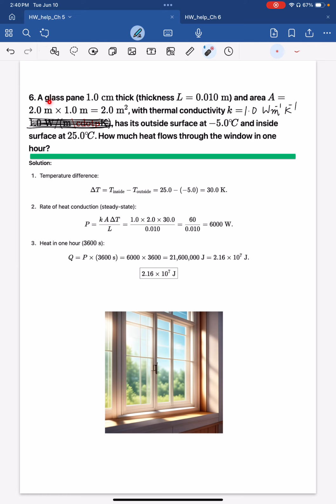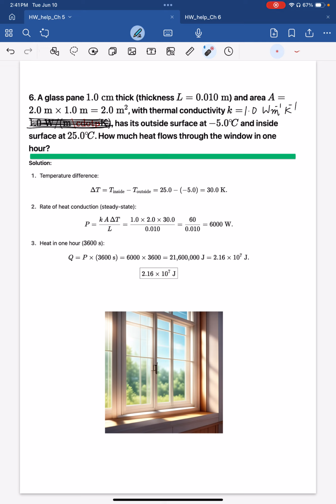And for that, you're given the thickness of the glass pane. You're given the area, which is length times width. Okay, as you can see here, length times width. That would be the area. And you're also given a constant called thermal conductivity. So that is 1.0 roughly for glass. And then you have the formula.